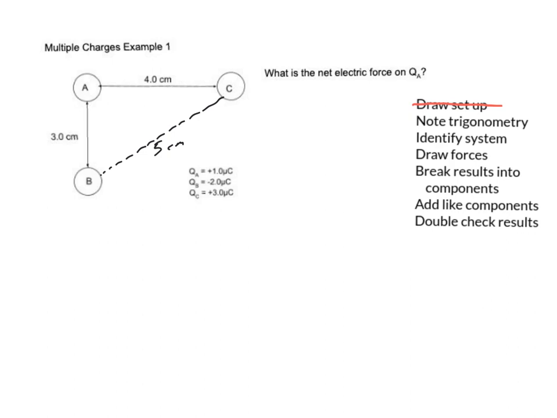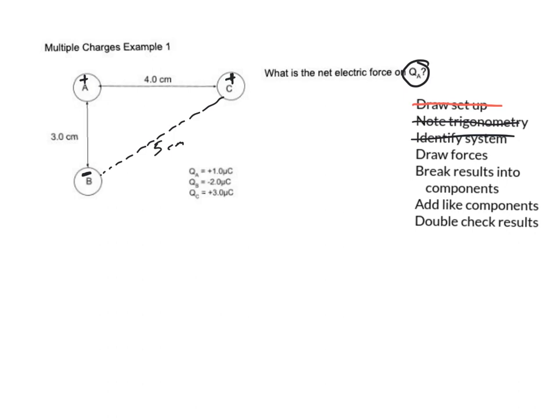Okay, good. Identifying the system. Well, we're talking about QA. So that's this one, which is a positive charge. C is also a positive charge. B is a negative charge. I'm making those real evident right now because when I draw the forces, I need to know the positives and negatives. So QA, what's going on with QA? It's experiencing a force from B and it's experiencing a force from C.